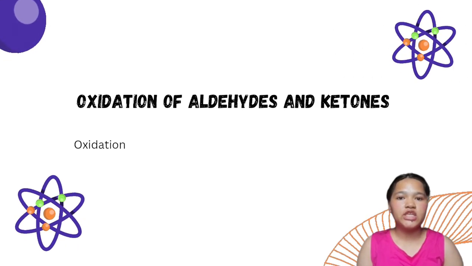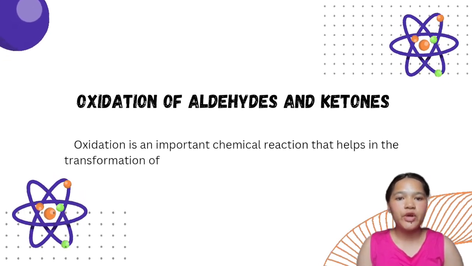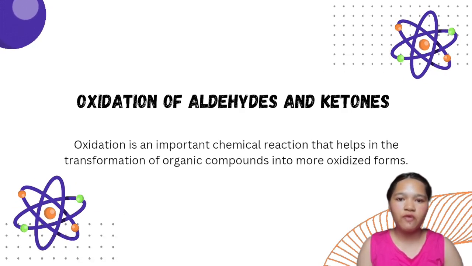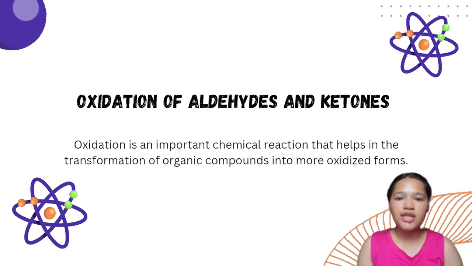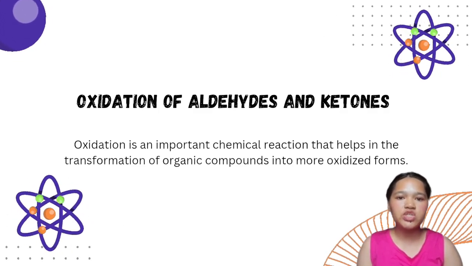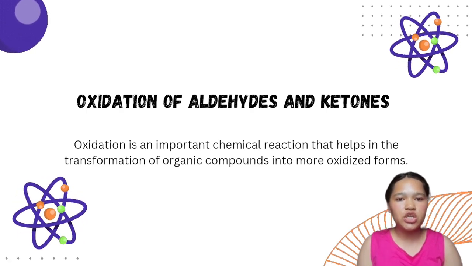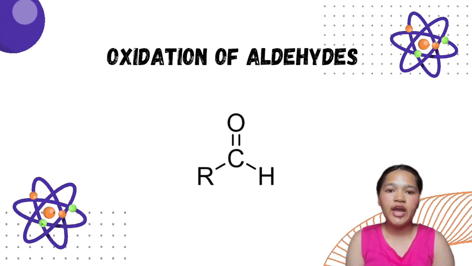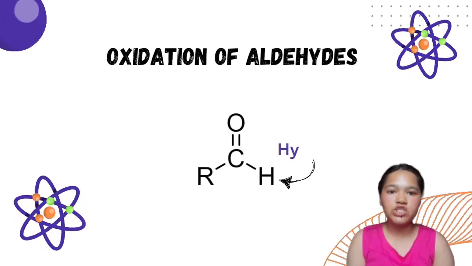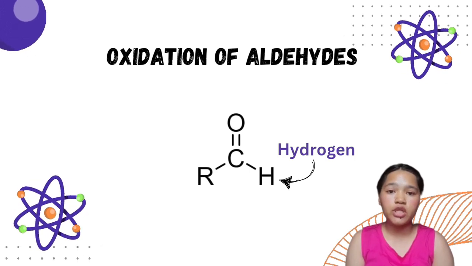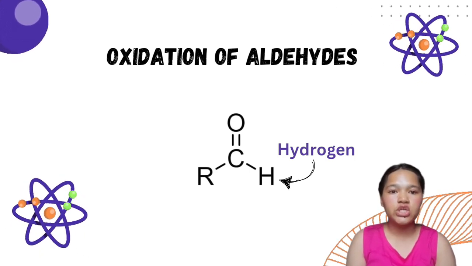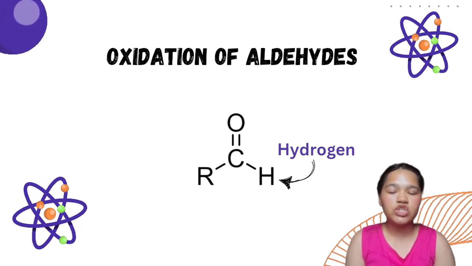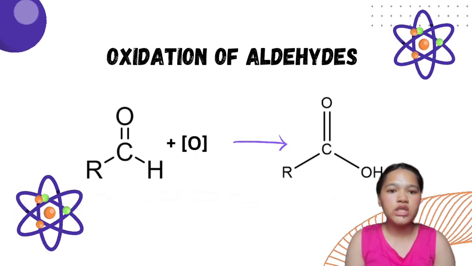Oxidation of aldehydes and ketones. Oxidation is an important chemical reaction that helps in the transformation of an organic compound into a more oxidized form. Let's explore how aldehydes and ketones behave under oxidation conditions and how their molecular structure changes during the process. Oxidation of aldehydes: aldehydes are highly susceptible to oxidation due to the hydrogen atom attached to the carbonyl carbon. When aldehydes undergo oxidation, the carbonyl carbon gains an oxygen atom, forming a carboxyl functional group, which converts the aldehyde to a carboxylic acid.